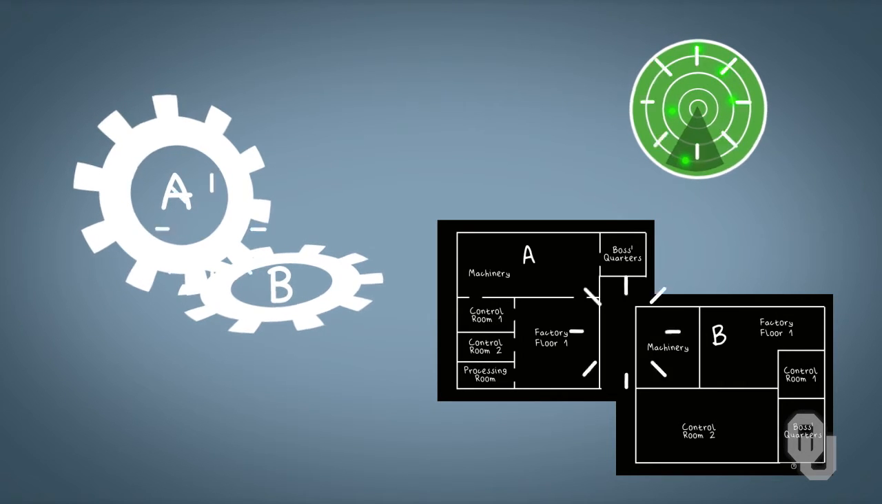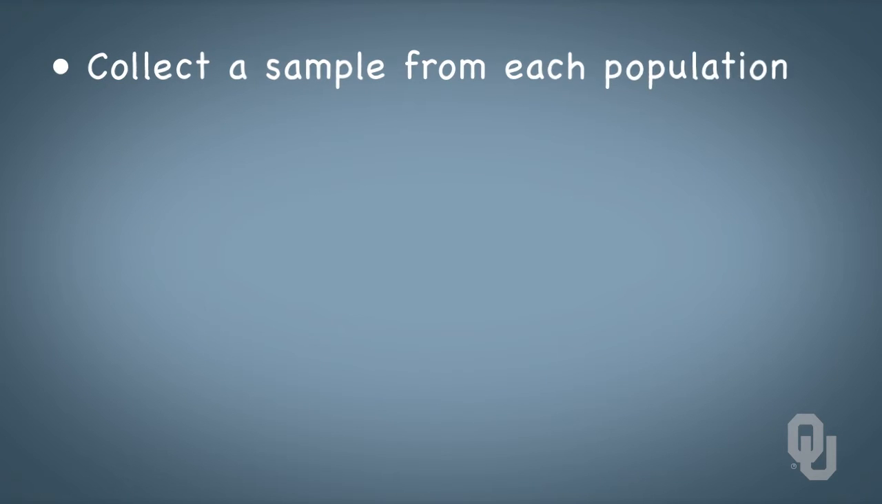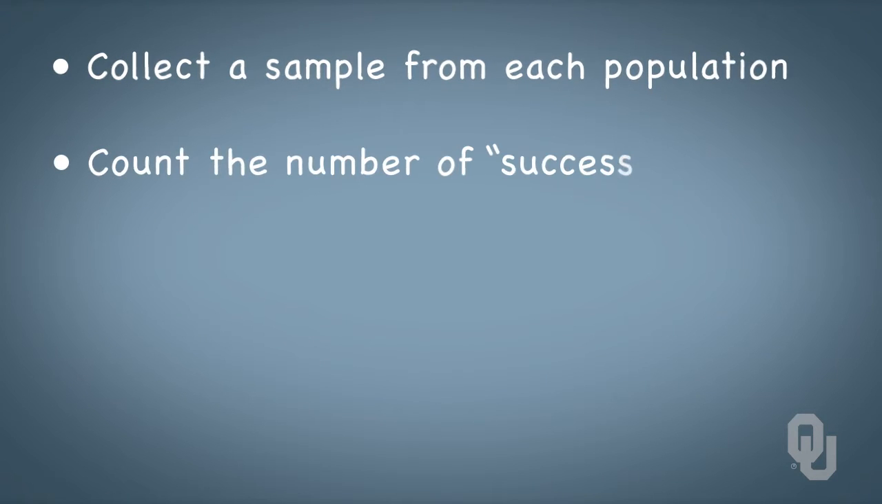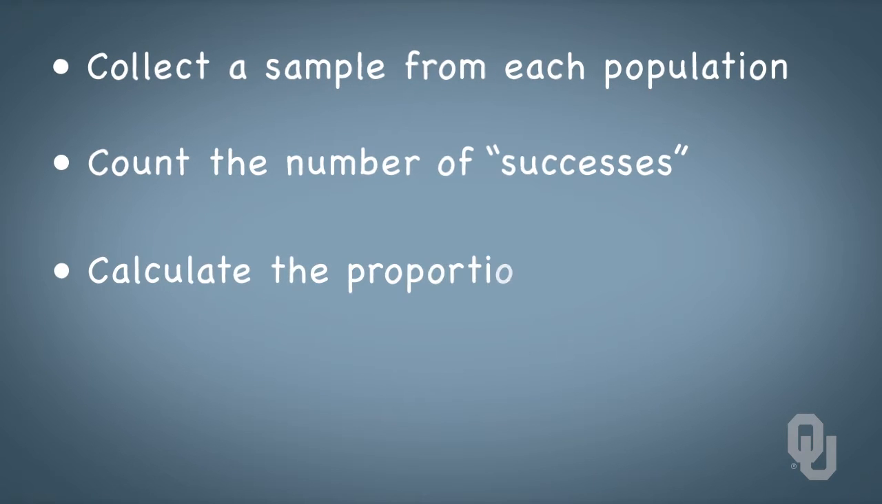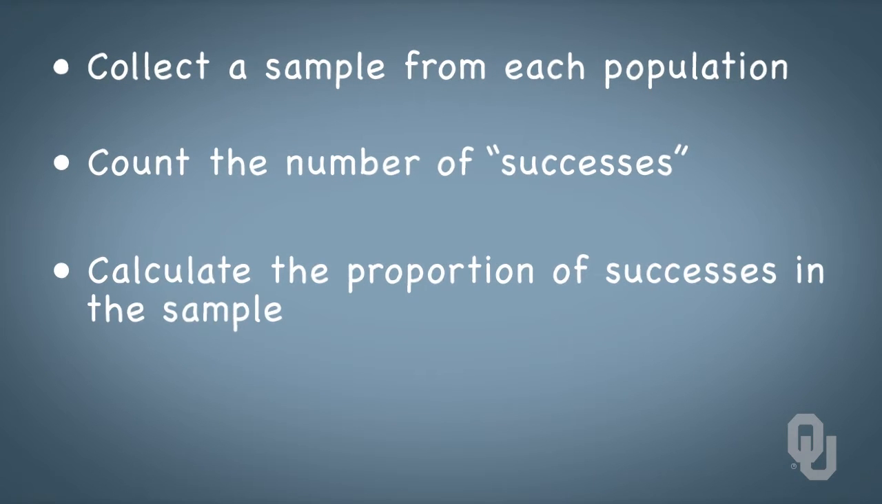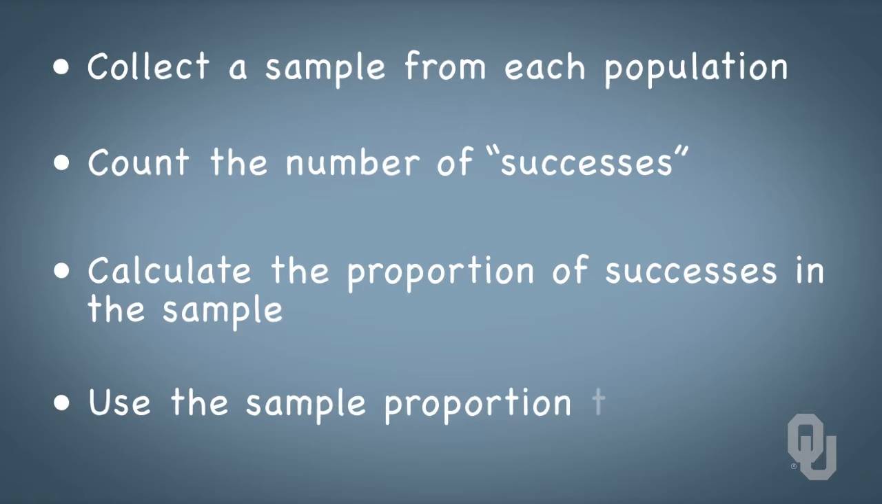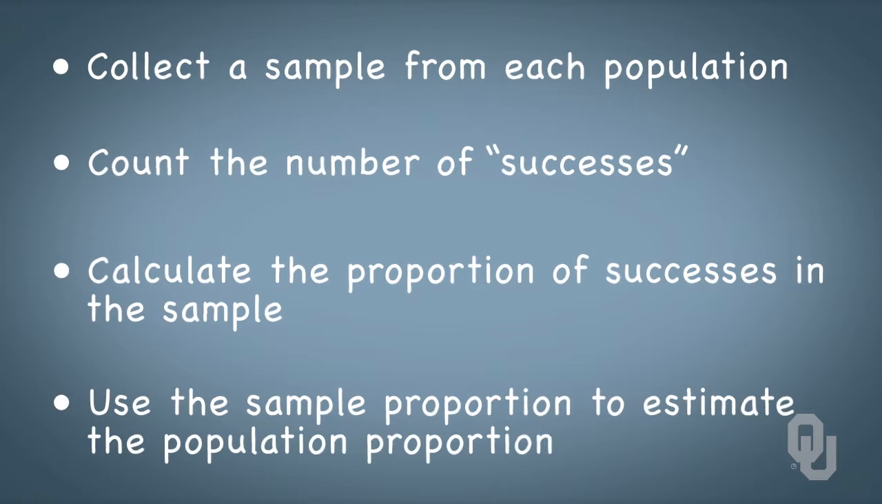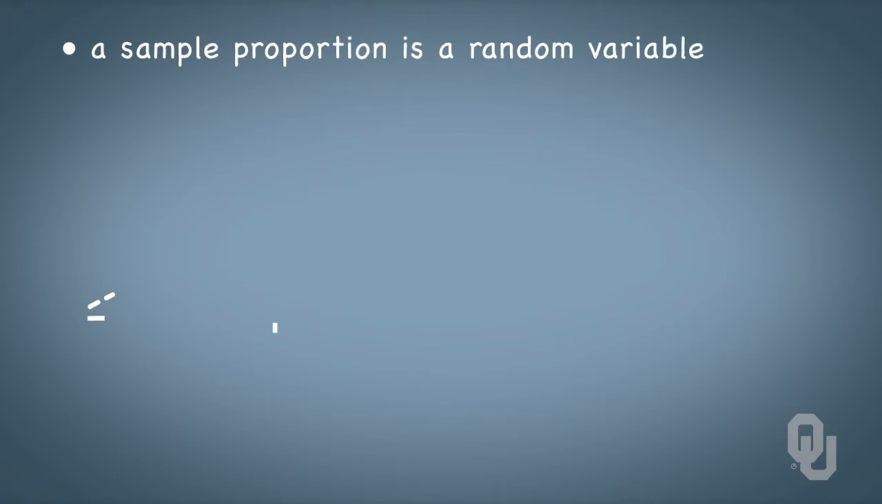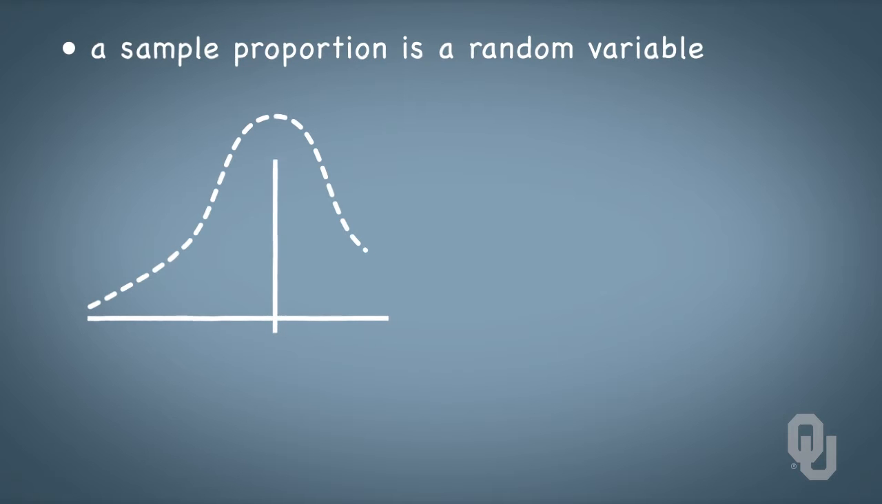In all of those cases, we collect a sample from each population, we count the number of successes, that occurrence that we're interested in measuring, and we calculate the proportion of successes in that sample. Then we use that sample proportion to estimate the population proportion in the form of a confidence interval. We know, of course, that a sample proportion is itself a random variable, and the difference in sample proportions, p1 hat minus p2 hat, is also a random variable.